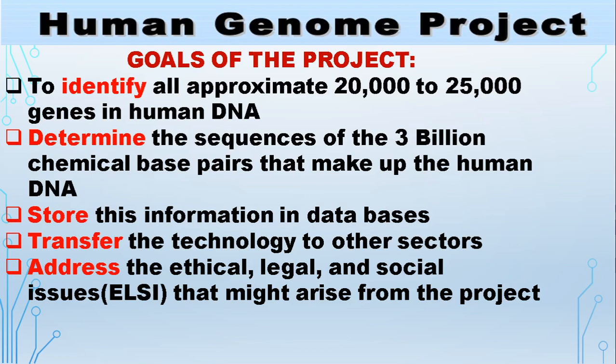It is also called a mega project. Why is it called a mega project? One reason is the cost, because it was estimated in the beginning that to decipher one base pair, the cost would be 3 US dollars per base pair. So if we are to decipher these 3 billion base pairs, then the cost would come to 9 billion US dollars in the beginning. But of course, the cost went far higher than that.